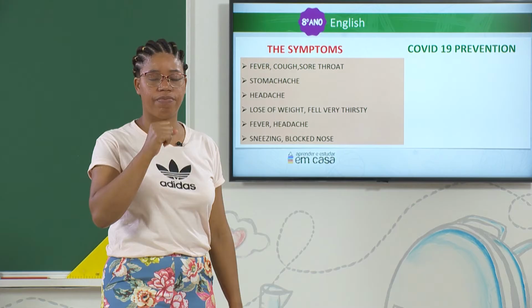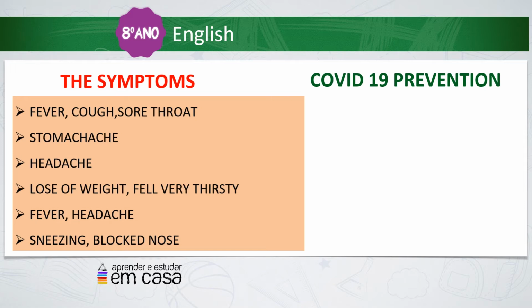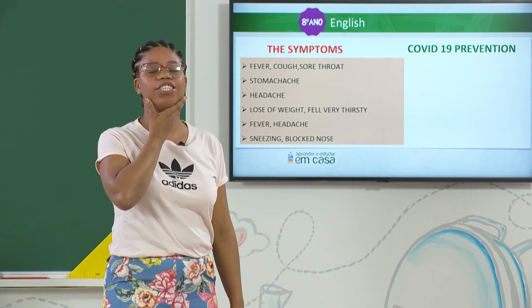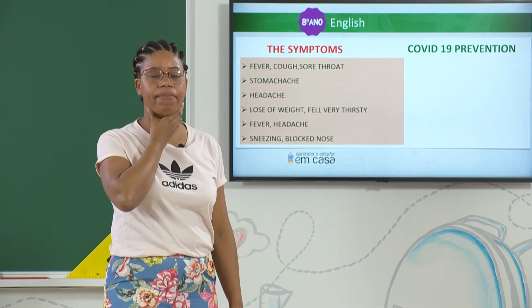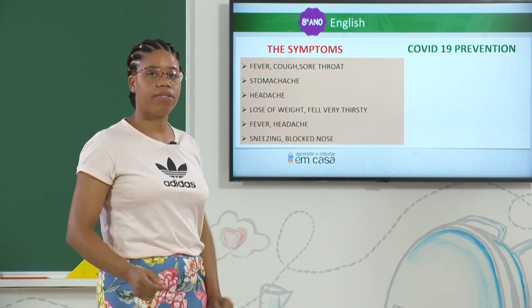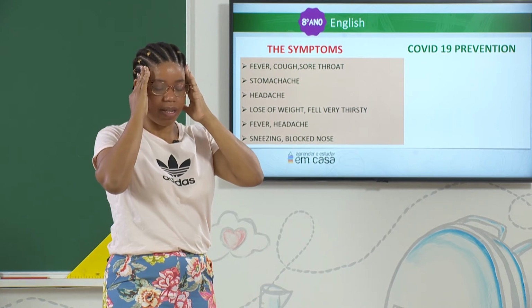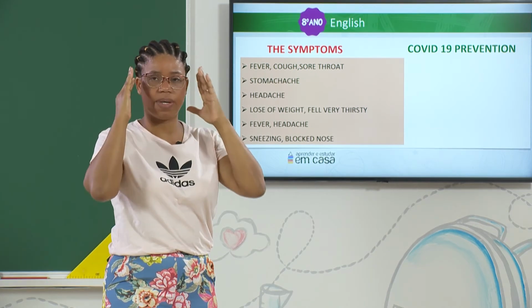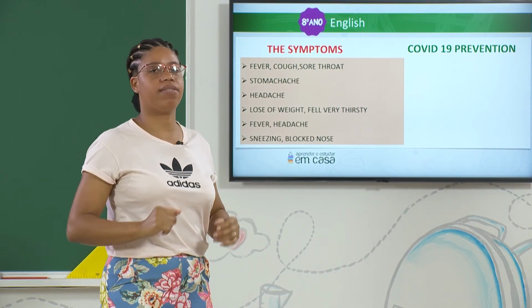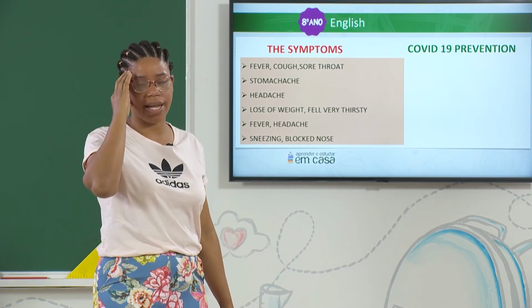And coughing, when you do this, this is cough, okay? Sore throat is the pain that you feel in your throat, and sometimes you can't even swallow water. We talked about gastric. Stomach ache is one of the symptoms of gastric, okay? Headache, when you feel pressure in your brain, okay, it hurts you, this is headache. Sometimes you can't even open your eyes because of the pain that you feel.